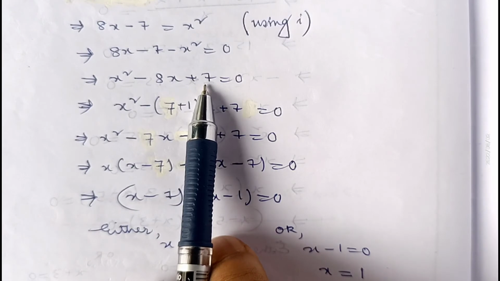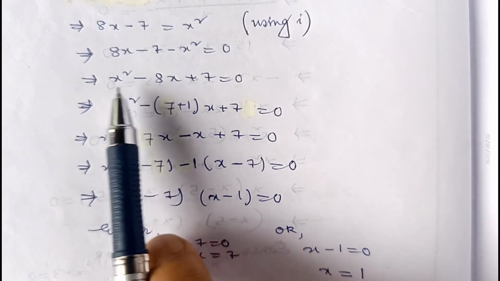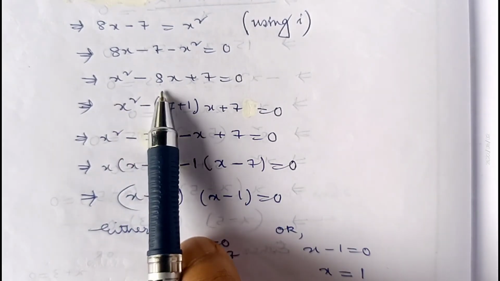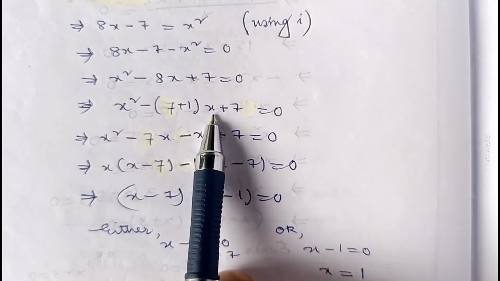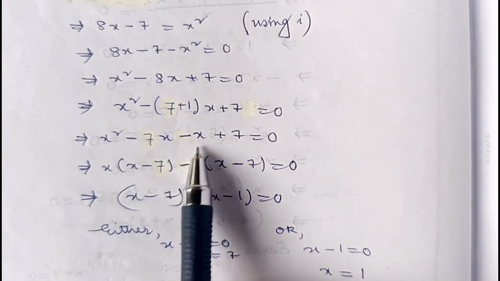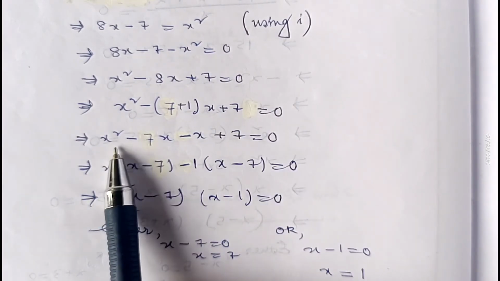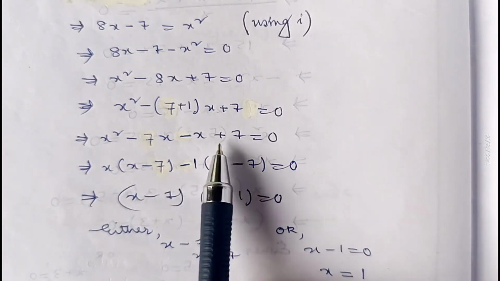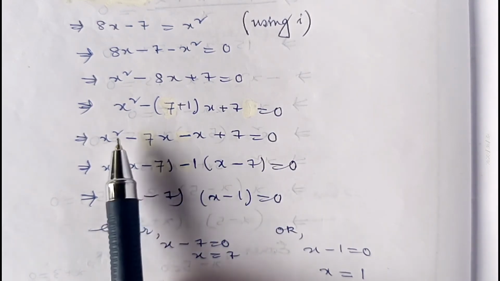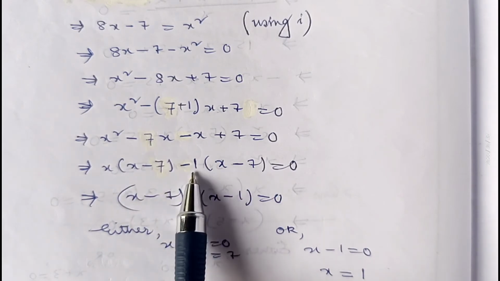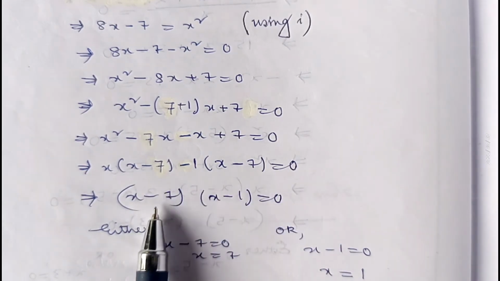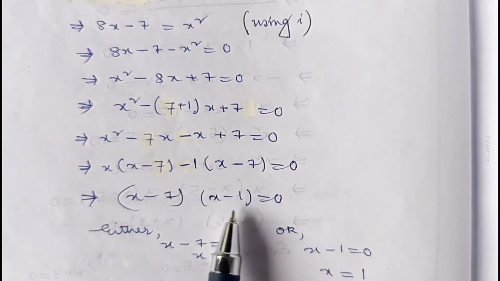Now 1 into 7 is 7, and we know 7 plus 1 is 8. So this quadratic equation we can middle term factorize like this, x square minus, instead of 8 we can write 7 plus 1, x plus 7 equals 0. x square minus 7x minus x plus 7 equals 0. From the first 2 I can take x common, I am left with x minus 7. From the last 2 I can take minus 1 common, it will be x minus 7. Just check, x into x, x square, 7 into x, 7x, x into 1, x, minus minus plus, 7 into 1 is 7 equals 0. Again x minus 7 can be taken common, so it will be x minus 7 into x minus 1.